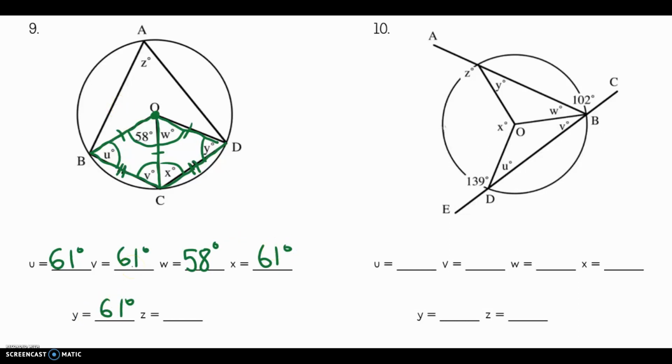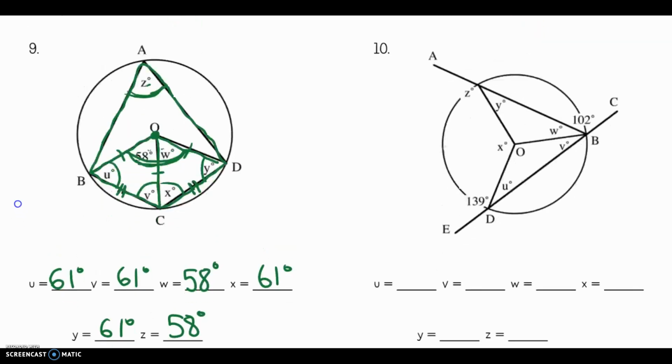And then for Z, you can either do opposite angles of a cyclic quadrilateral or 180. You'd say this one down here is 61, add 61, 122, so the angle opposite must be 58. Or you could say angle at centre is double angle at the edge. So if this one's 2 58ths, 116, Z must just be 58.